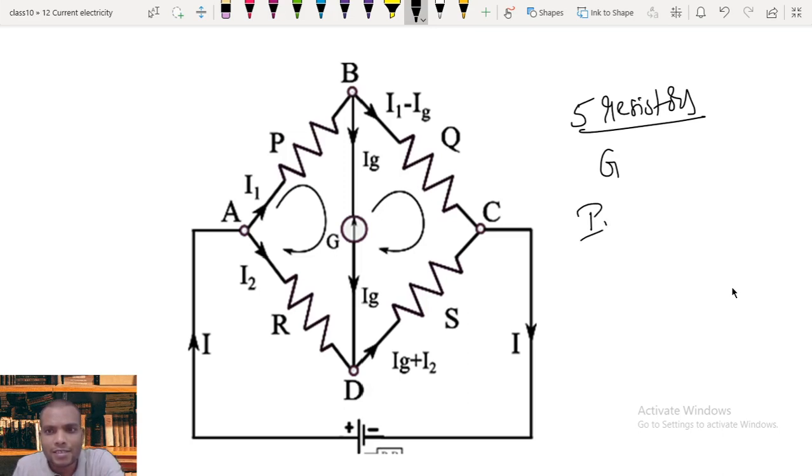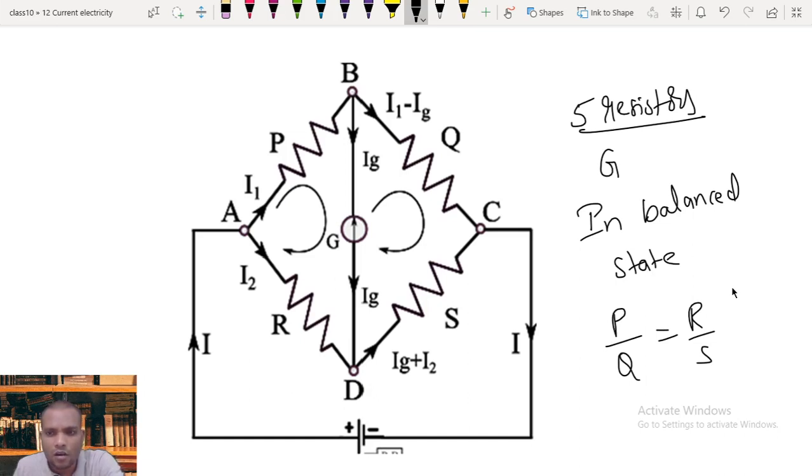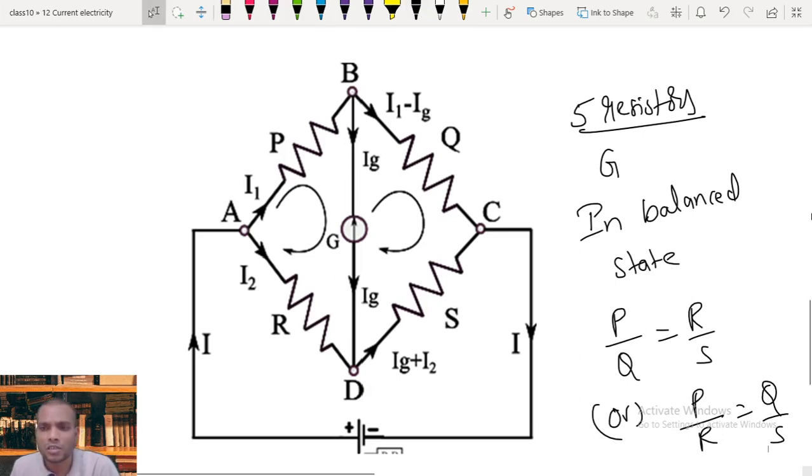So what happens in the balanced state? Two things happen. The ratios of resistance are equal: P by Q equal to R upon S. Or if you do the cross multiplication, you can also write it as P by R equal to Q by S. Anything is possible because it is equal. You can exchange the denominators to numerators.